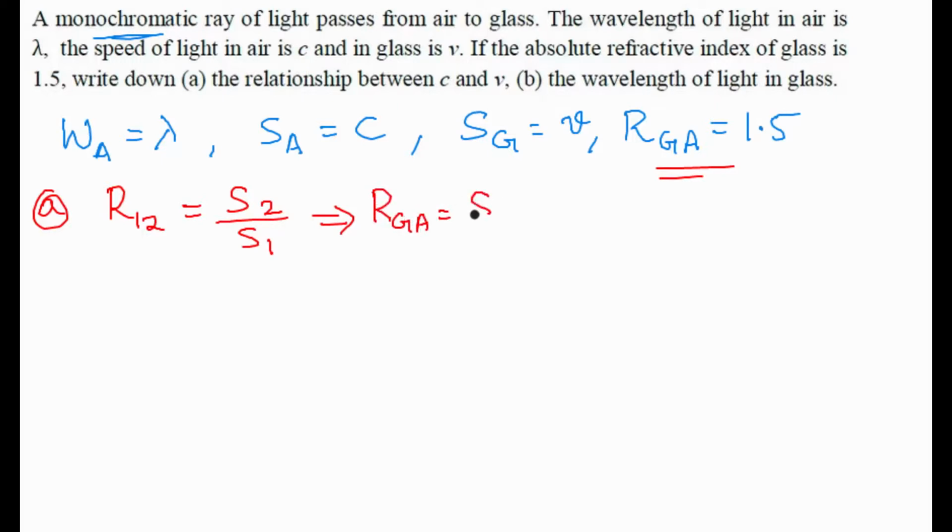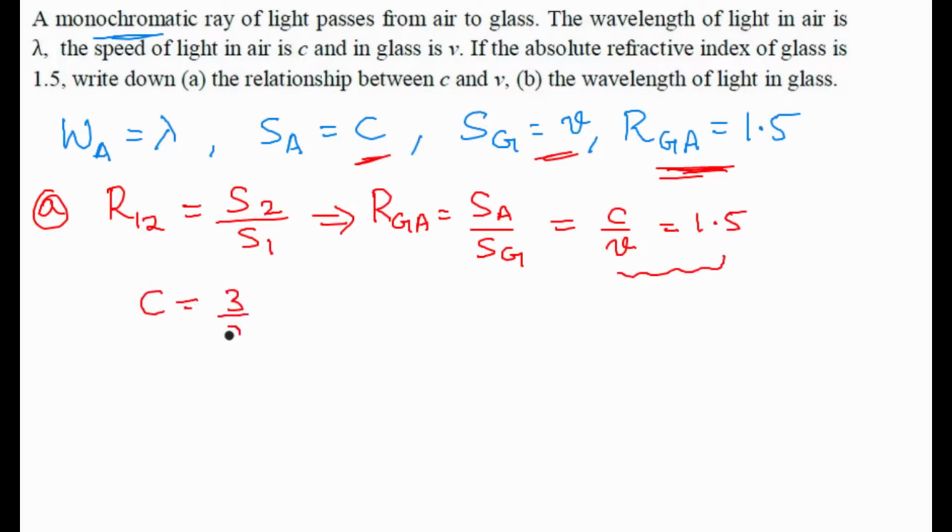equal to speed of light in air by speed of light in glass, which is equal to, substitute these values, C by speed in glass is nothing but V, which is equal to RGA, which is 1.5. When we consider this, we will get C is equal to 3 by 2 into V. Now let's take this equation to be 1. Now let's go through the B part.